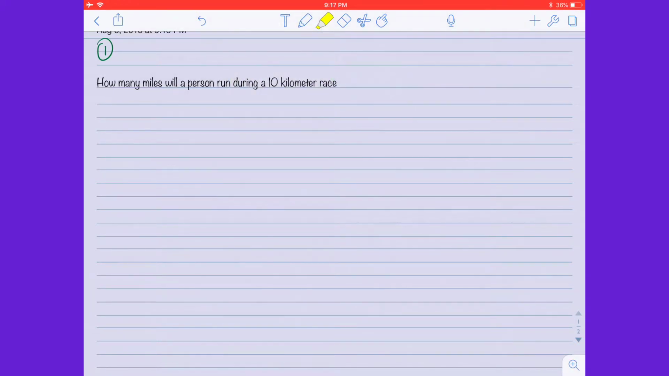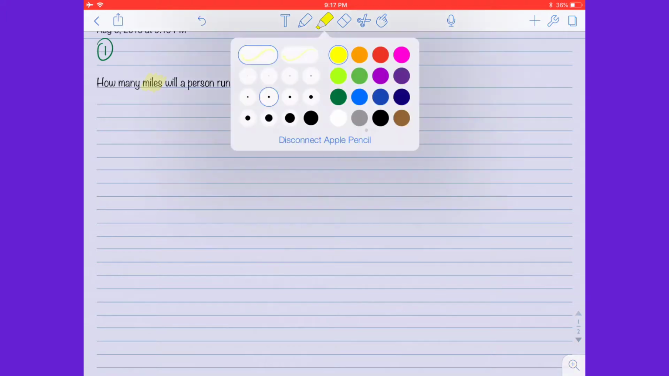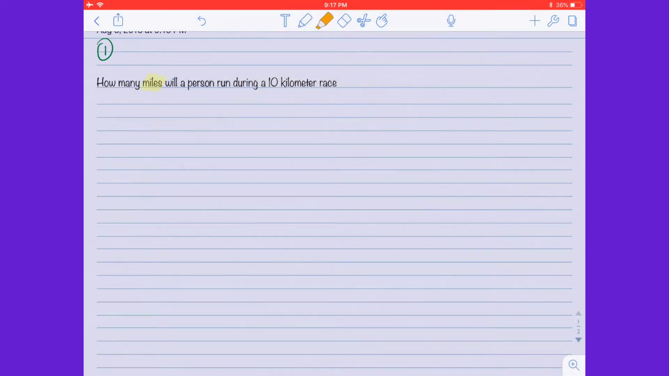The first thing that I see is miles. That's the first type of unit that I see, so I'm going to underline that. That's what I'm trying to get to: how many miles. And the information that I know, I'll do that in orange, is kilometers. By identifying my units, I know that when I make my fractions, they need to include the relationship between miles and kilometers.